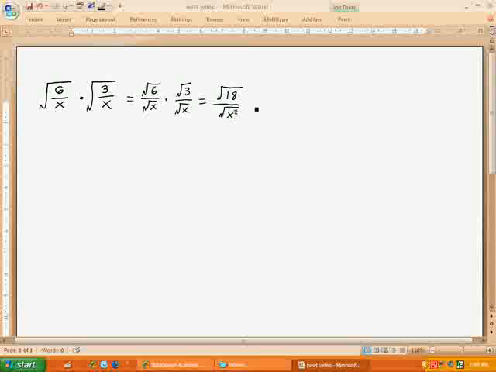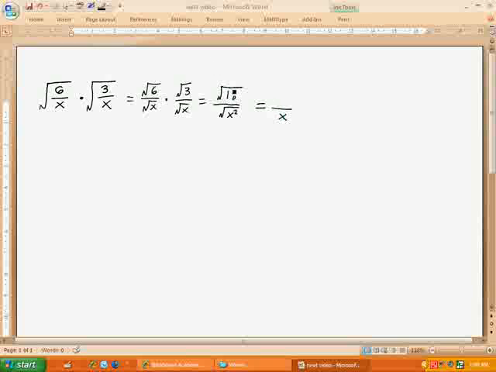Okay, now we can't stop here. We need to make sure that we simplify both the top and the bottom. Now it should be fairly obvious that the bottom simplifies to x, because the square root of x squared is x. Now on the top here, I need to do a little bit of thinking.